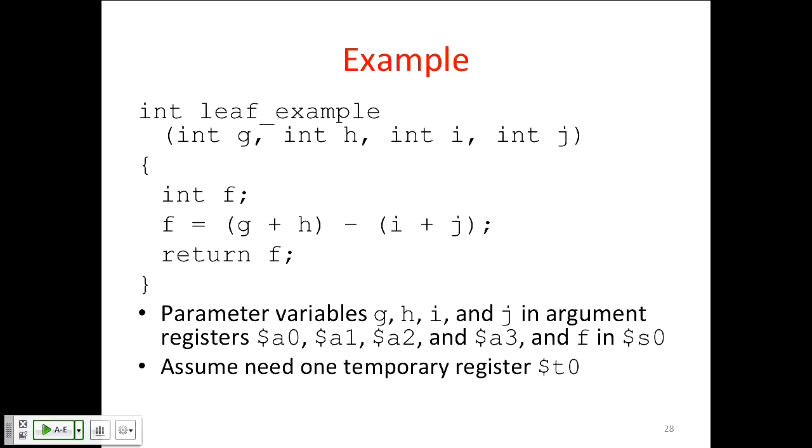We're going to use a local variable F. We're going to put that in S0. I'm going to say we'll use a temporary register T0. Okay, so locally, as well as the arguments, we're going to use a couple of local variables, S0 and T0, inside this function to do the calculation.